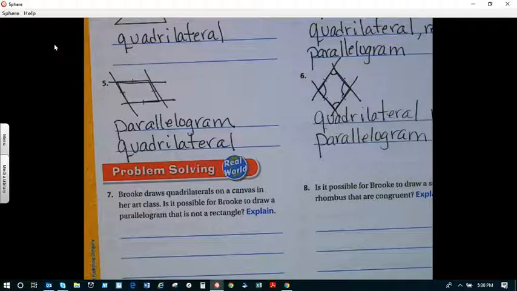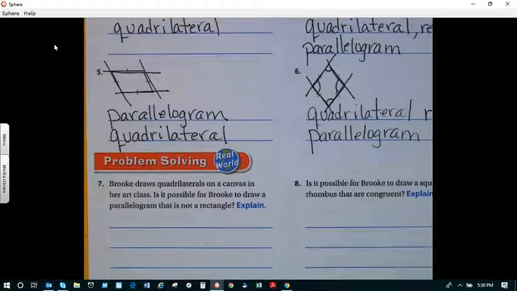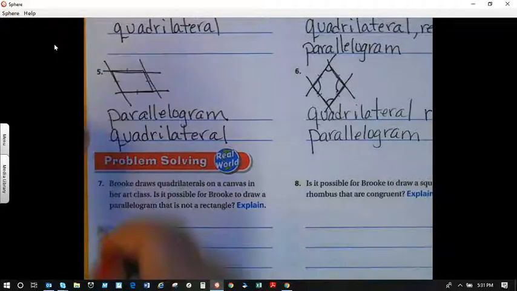Okay, so is it possible? She draws quadrilaterals on a canvas in her art class. Is it possible for Brooke to draw a parallelogram that is not a rectangle? And absolutely, the answer is yes.